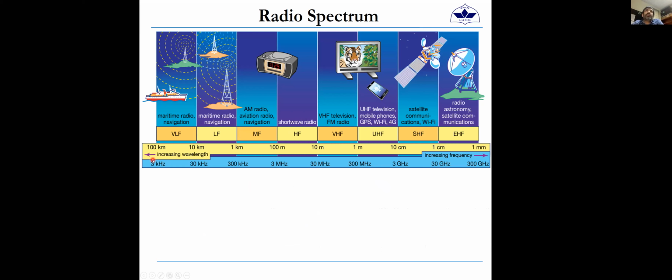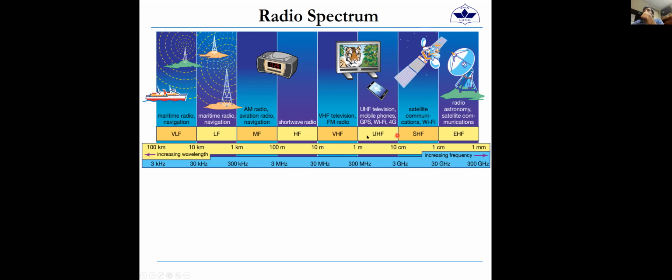Starting from 3 kilohertz, you see there is this very big band. We call it very low frequency. The very low frequency communication is, for example, used for navigation and guidance of ships in the sea because it has very long range. If we move towards the higher frequency region, we have, for example, AM radio, then FM radio, then television, mobile phones, GPS, Wi-Fi, and then 4G.